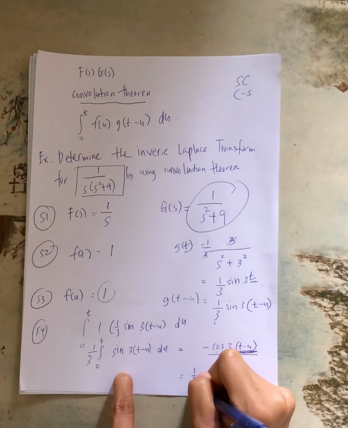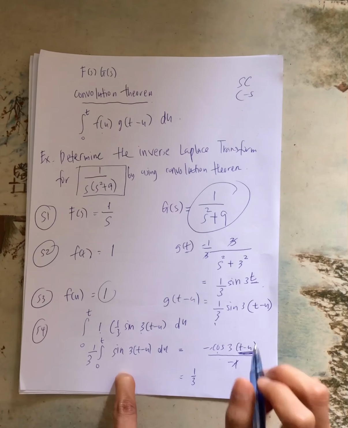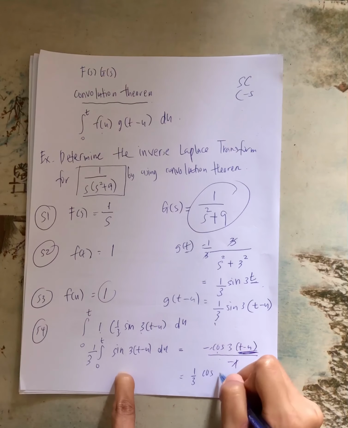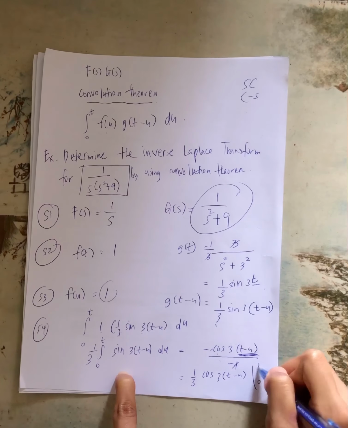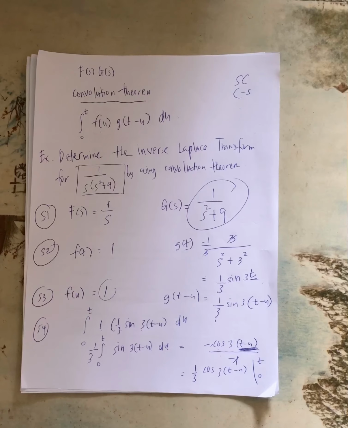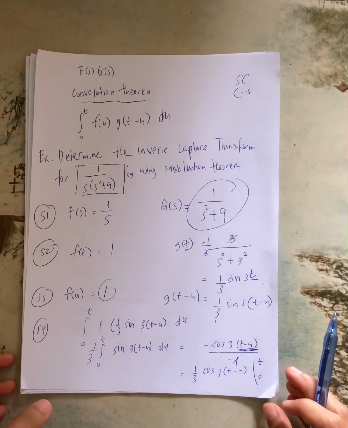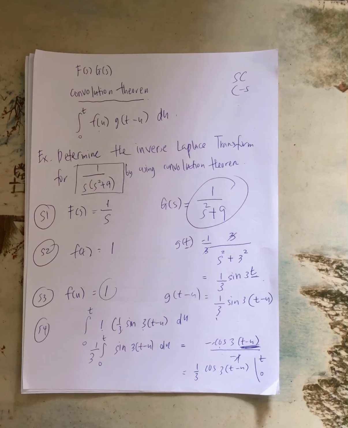You still have 1 over 3 in front here. So this one is 1, these two negatives cancel to become positive. So the answer is this. And then don't forget to substitute 0 to t into u. Okay, substitute 0 to t into u.